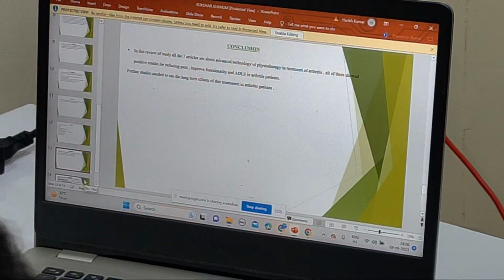In this review of studies, all 7 articles are about the advanced technology of physiotherapy in the treatment of arthritis, and all of them show positive results for reducing pain, improving functionality, and aiding in arthritis treatment. Further studies are needed to see the long-term effects of these treatments in arthritis patients.